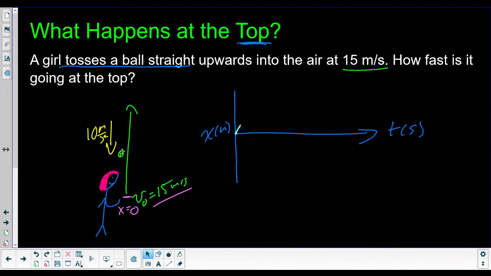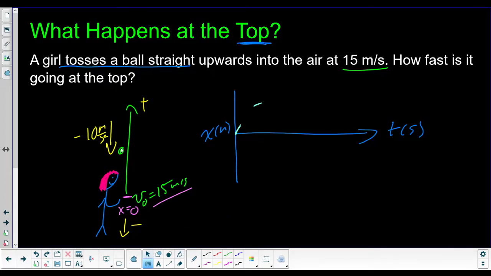After 1 second, it's gone some distance up. It was going 15 meters per second. Now, after 1 second, we've lost 10 meters per second. Because this is down, we would say that this is negative, because I'm saying up is the positive direction, down is the negative direction. So it had 15, we lost 10 this second, so now it's just going 5. So it's still going up, but the slope is a little more gradual now.